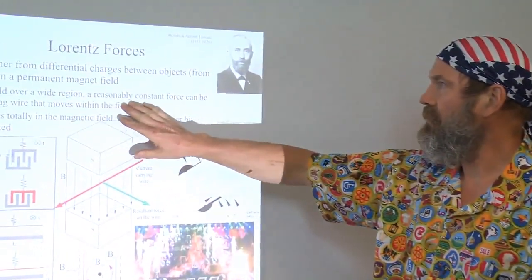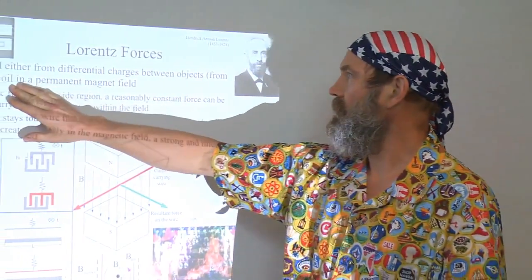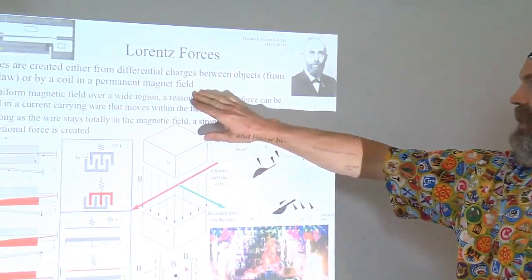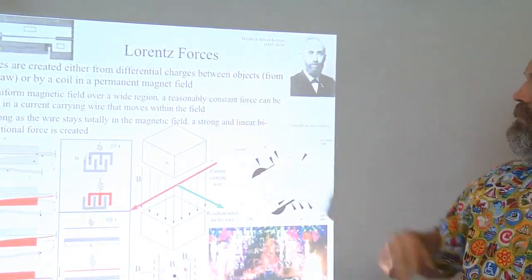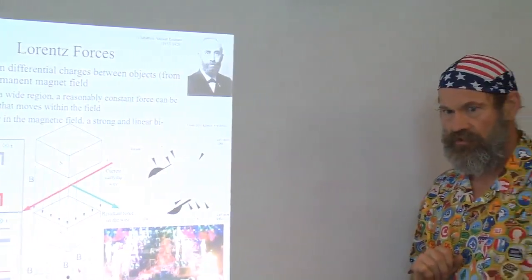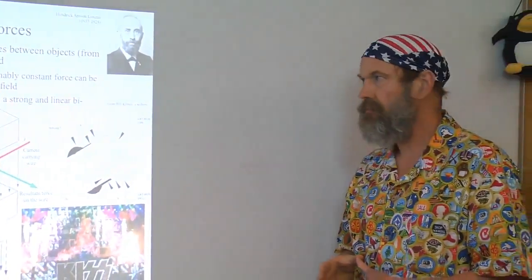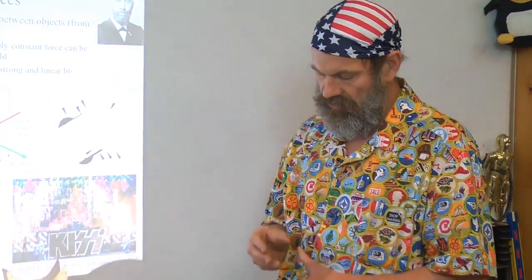You can have a coil in a permanent magnetic field that also creates a force. So I can have a permanent magnet and then a coil of wire, and it'll cause motion. It'll cause a force which will cause motion. This is a Lorentz force actuator.